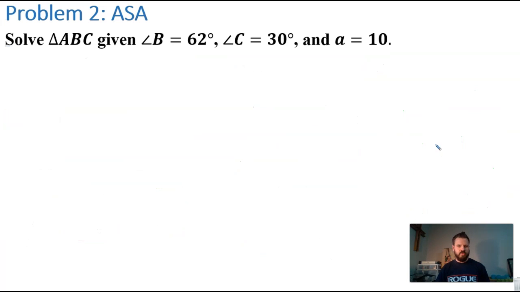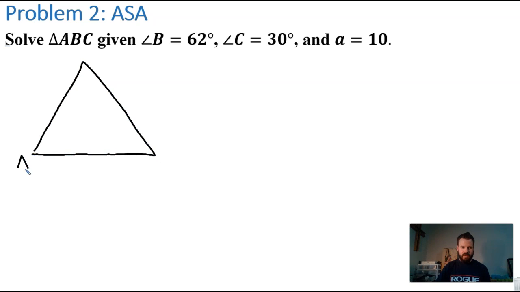All right, let's go through problem 2 here. I'm given some sides and angles. So once again, I'm going to draw just a random triangle. And I'm going to label it consistently just to make life easier as I go through more and more of these next couple of days. Okay, I'm given B is 62 degrees. I'm given angle C is 30 degrees. And I'm given little a is equal to 10.